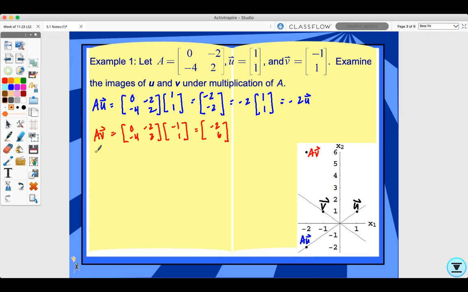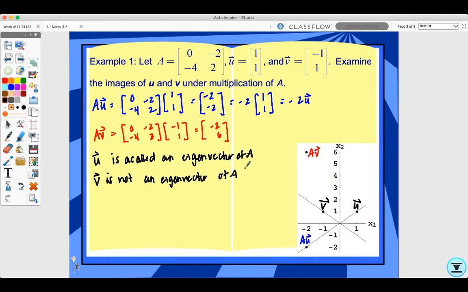So with this, U is called an eigenvector of A, because AU is a multiple of U. And then V is not an eigenvector of A, since AV is not a multiple of V.